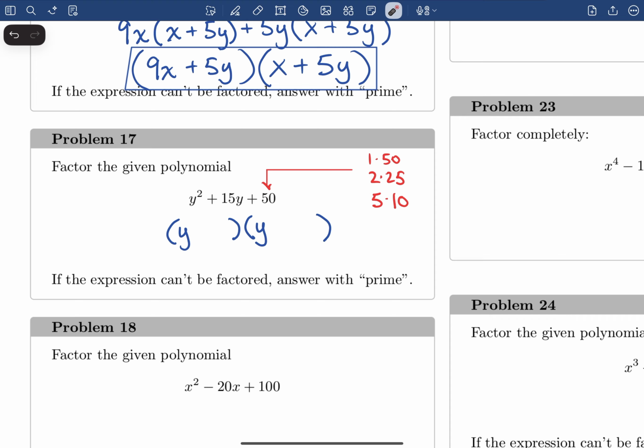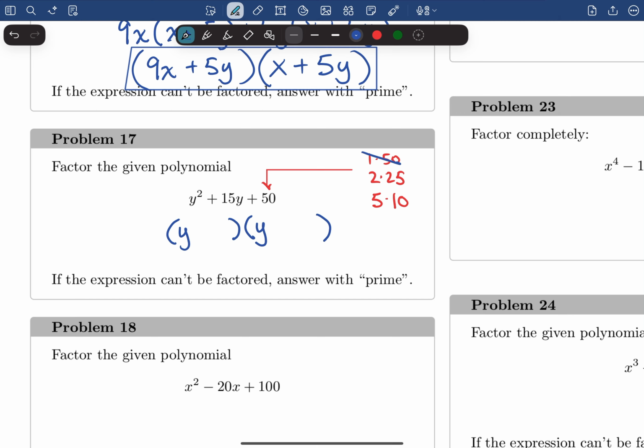But which set of factors I use depends on what will give me 15 as a result. Can I sum 1 and 50 together to make 15? No, I cannot. Even if I made any one of the factors negative, it wouldn't work. Now, 2 and 25, can I make them 15 even if I play with negatives? Nope. And 5 and 10, can I sum them together to make 15? The answer is, well, heck yes, I can.